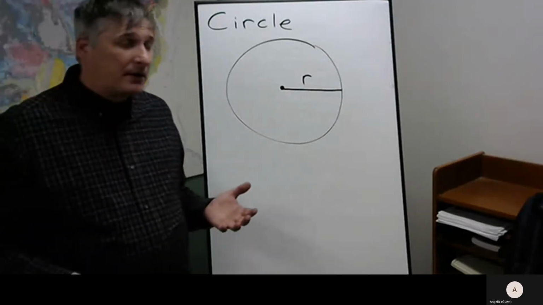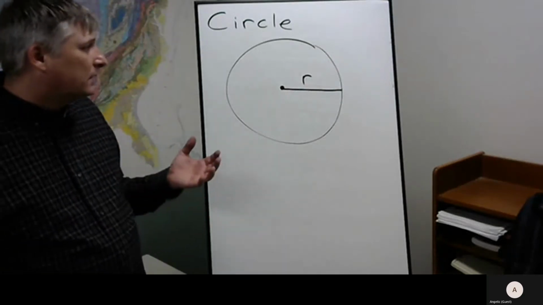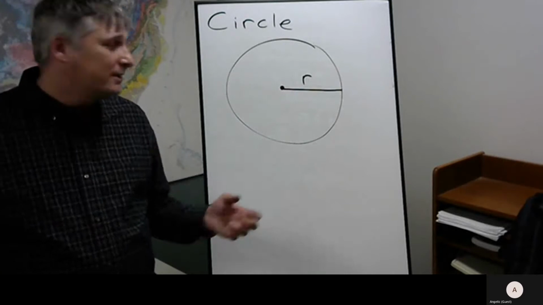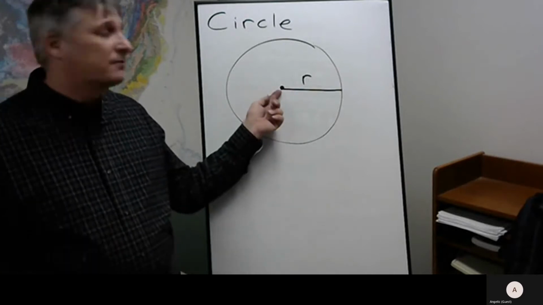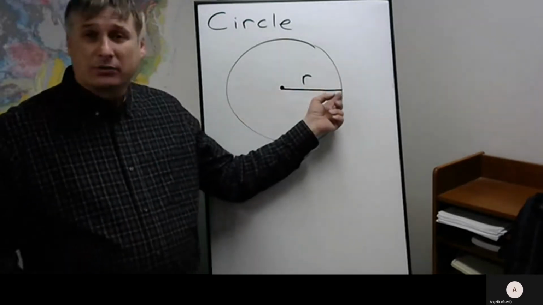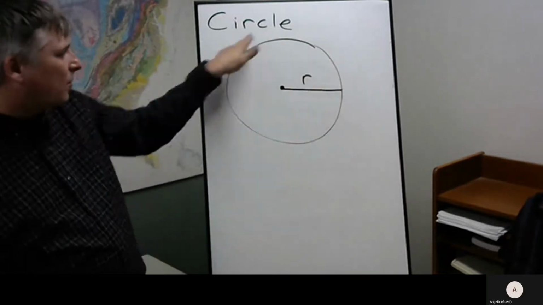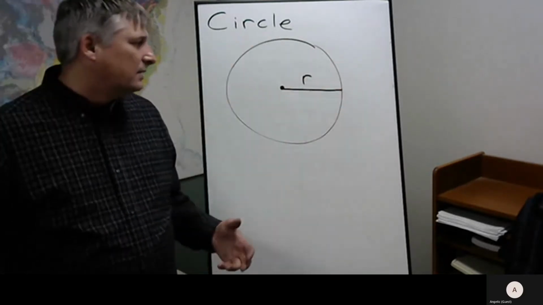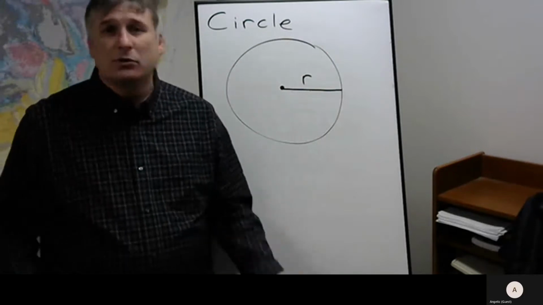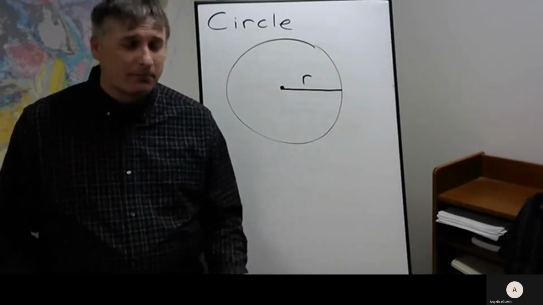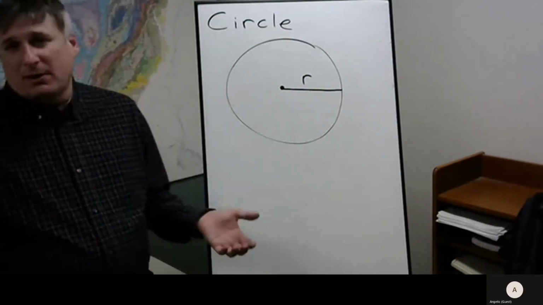So if you recall from last time, a circle is going to have a radius. Now, a radius is a distance from the very center of that circle to the boundary of that circle. Now, for the circumference or the perimeter all the way around that circle, that was found using the formula 2 times pi times r. Now, pi is a special number.